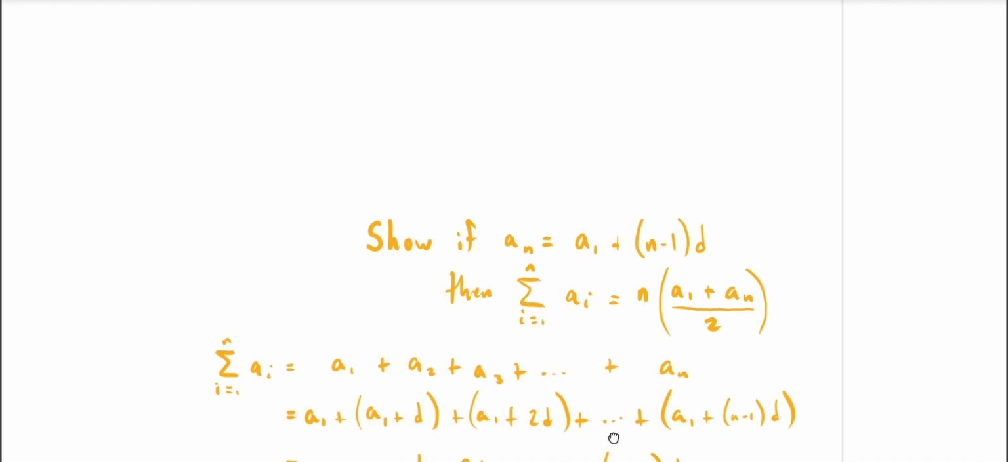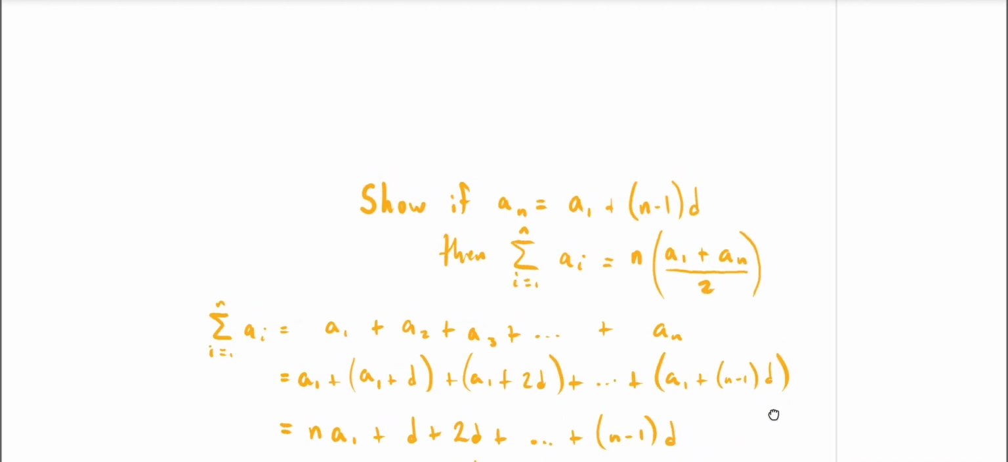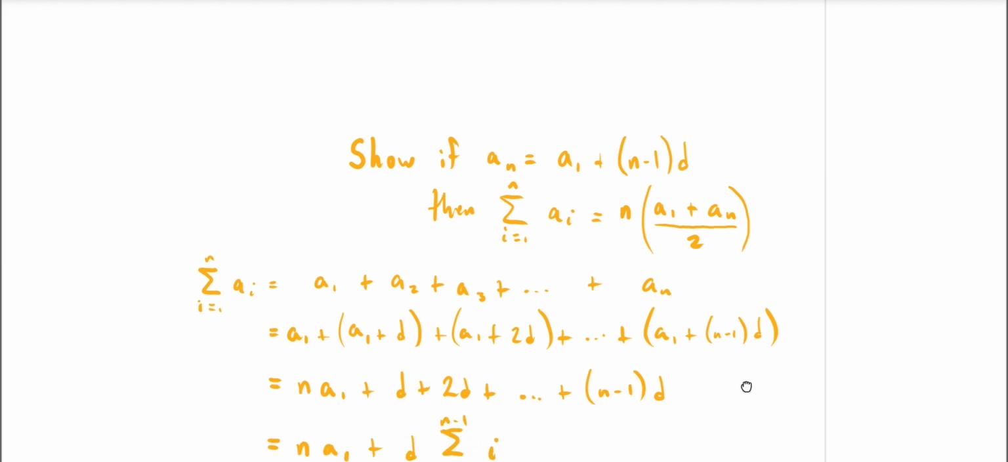Now, if we replace that with their expressions in standard form, we get a1 plus d plus a1 plus 2d, and so on all the way up to a1 plus n minus 1 d. Now, if we rearrange things, there are exactly n a1s here, so we could pull that out. There is no d here, but here we have a d, and then 2 d's, and so on up to n minus 1 d's.